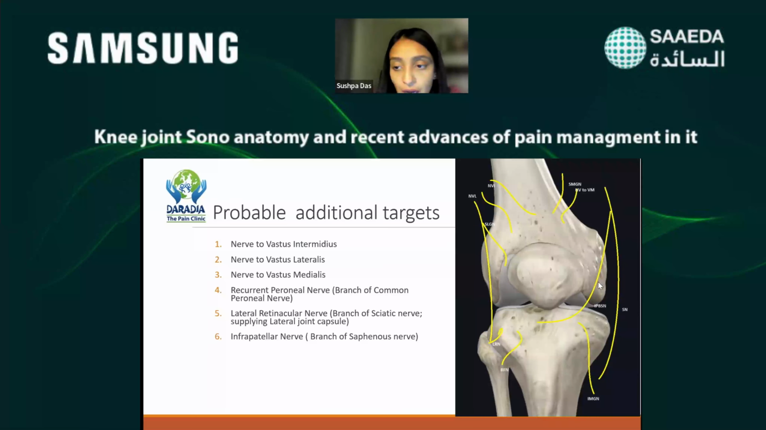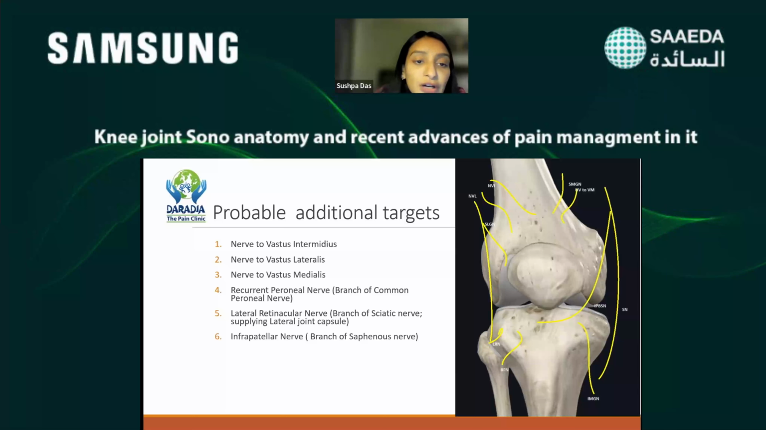Then we have the infrapatellar branch of the sciatic nerve, and we have the recurrent peroneal nerve. These are the nerves supplying the knee joint. There is the lateral retinacular nerve as well.